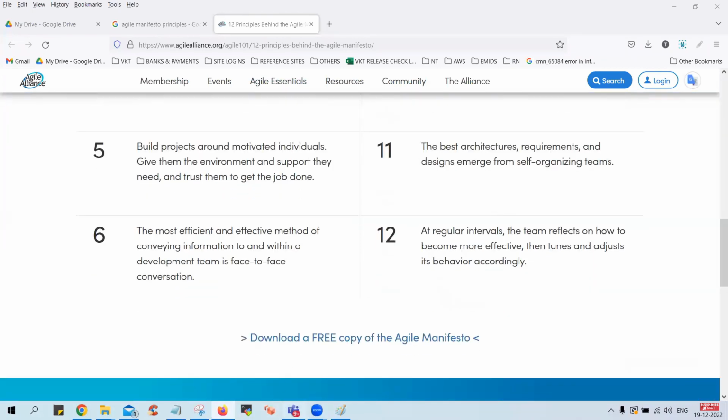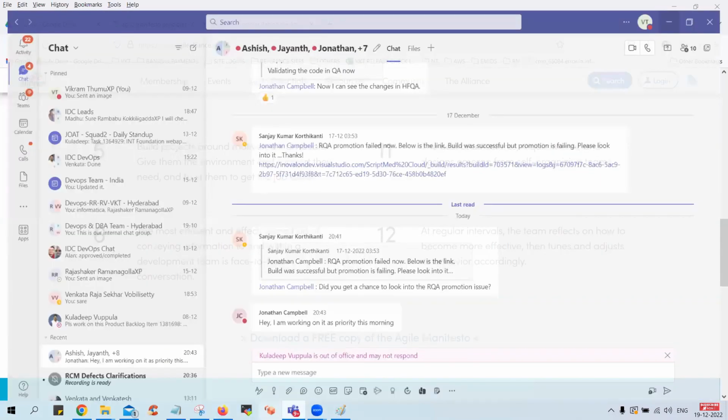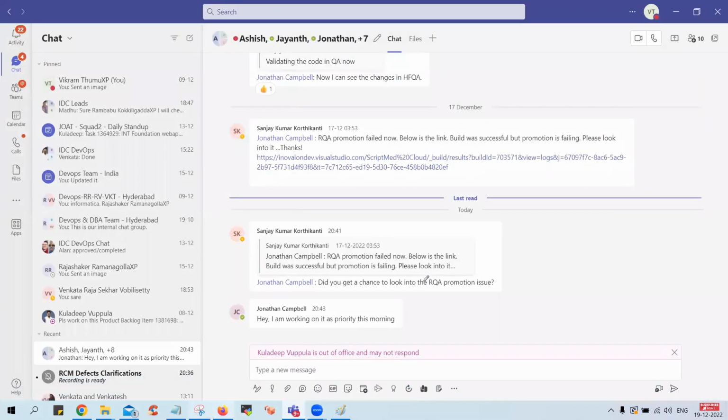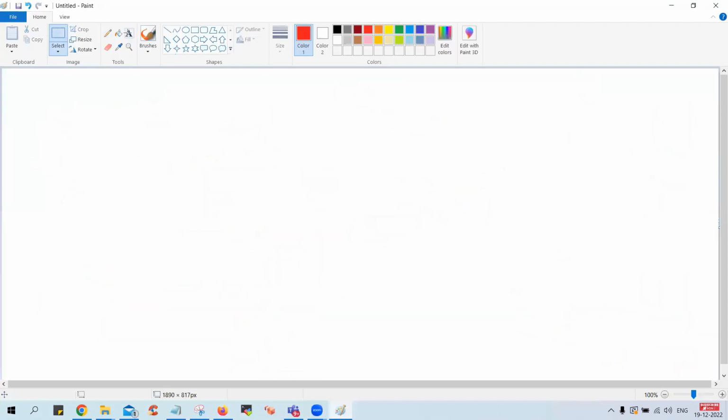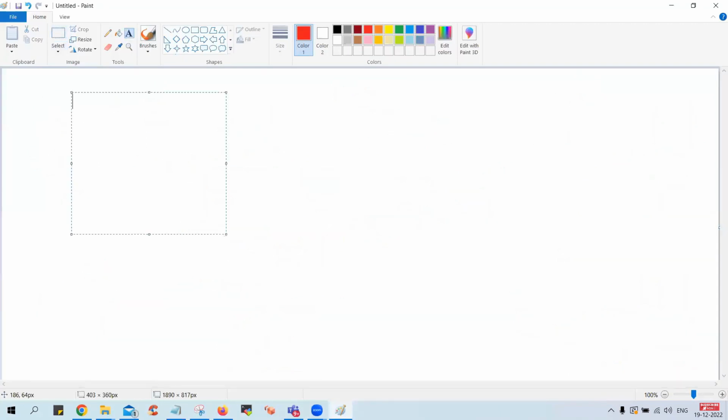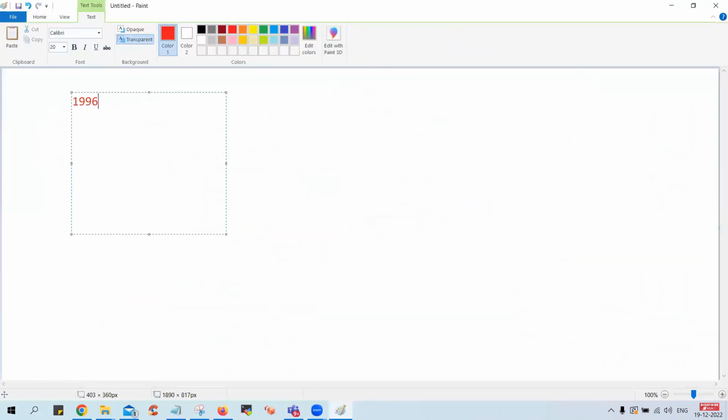Okay, so where are we? Yeah, that is the 12 principles. Now, what happened is after these 12 principles were given by the Agile Manifesto or Agile Foundations in 1996, these principles are still valid. A lot of guys, even today, follow them, right?